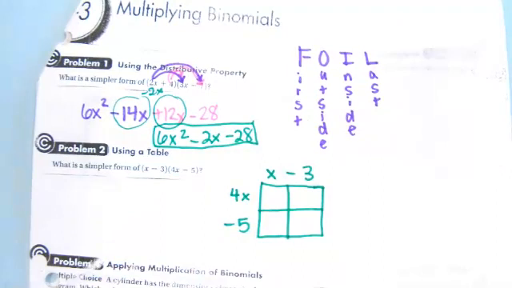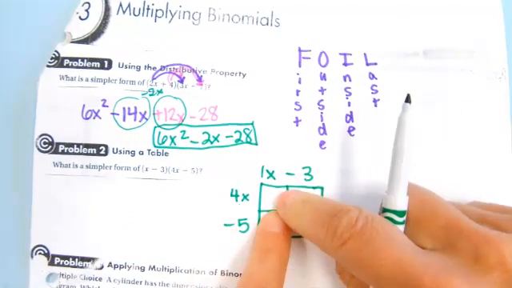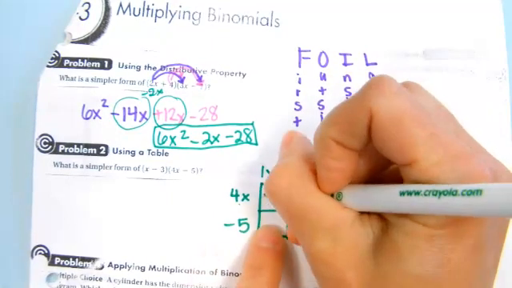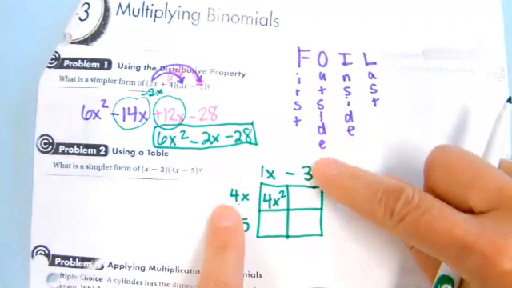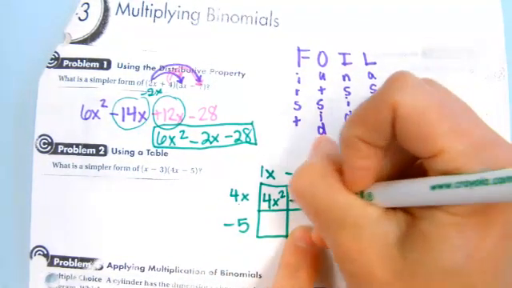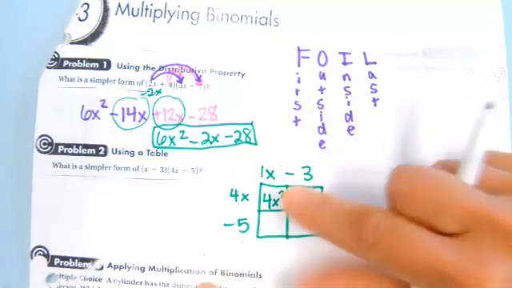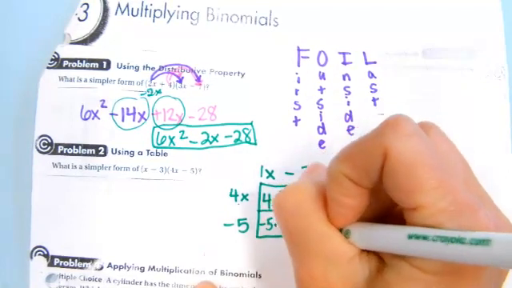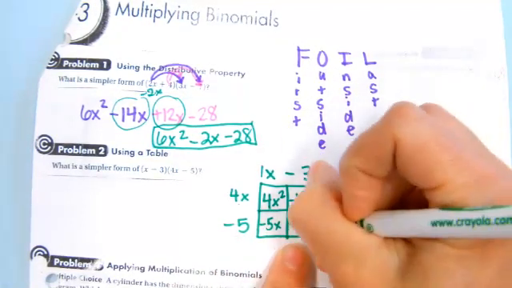Then you're going to multiply each term. So 4x times 1x in this box. What's 4 times 1? 4x squared. Then we go to this one: 4x times negative 3 is negative 12x. Then we go this way: 1x times negative 5. And then negative 5 times negative 3.